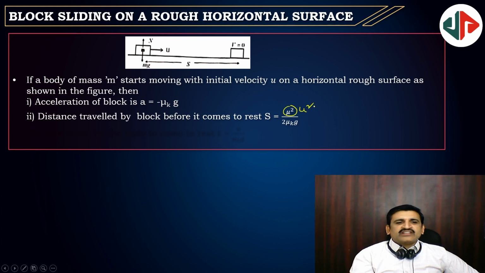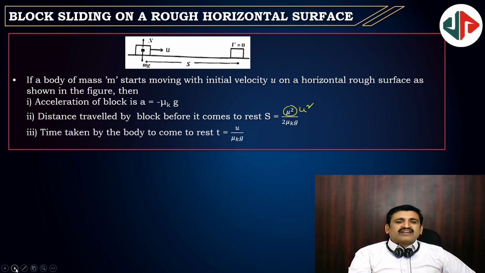Displacement is proportional to the square of the initial velocity. It is like s equals u square by 2a, from v square minus u square equals 2as. I can't discuss derivations at this moment, just a hint. Time is equal to u by mu k g. Here k is a suffix in mu k, don't treat it as a bigger letter.